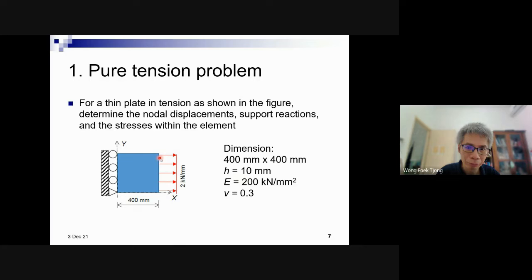Square with thickness 10 millimeter. Let's say this is made from steel, and for the steel, the modulus of elasticity is 200 kilonewton per square millimeter. The Poisson ratio is 0.3. Of course, for this problem, we don't actually need to use finite element, because it's too easy to determine the nodal displacement, the displacement field, support reactions, and stress.